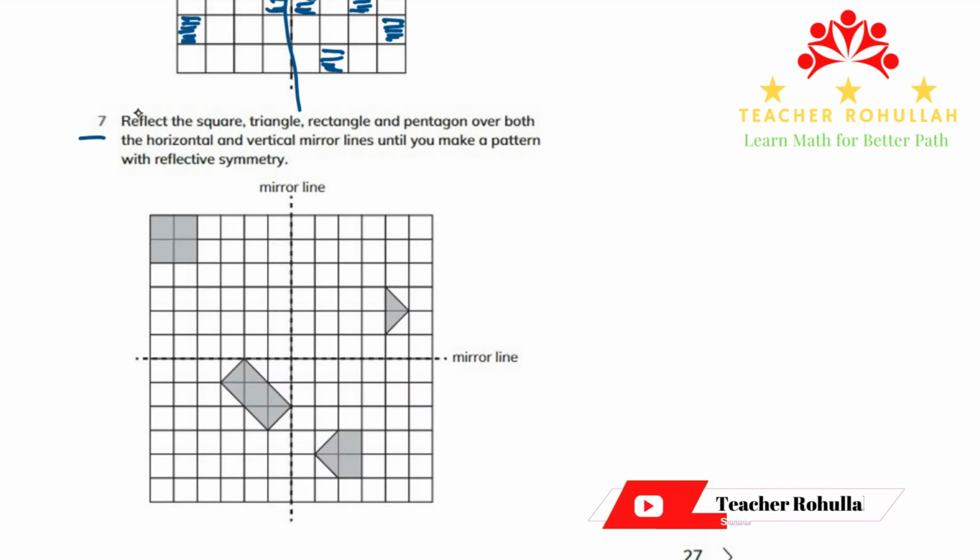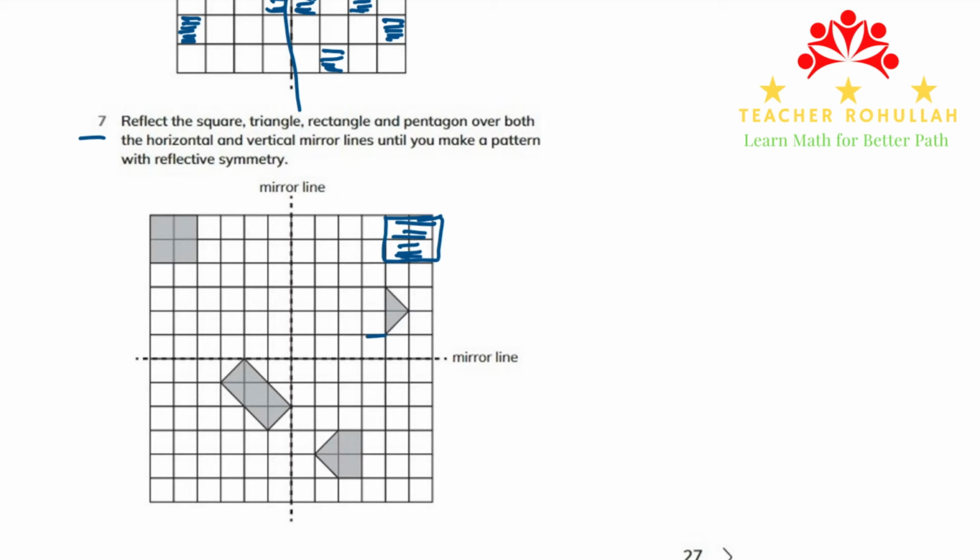In question number 7, it says, reflect the square, triangle, rectangle, and pentagon over the horizontal and vertical mirror lines until you make a pattern with reflective symmetry. A pattern with reflective symmetry. So first we start with this square. This square is reflected on this side, and it can be over here. In this one, and the triangle which is here can be reflected on the other side.